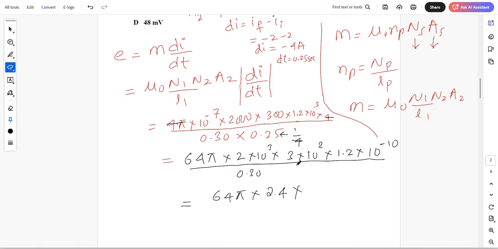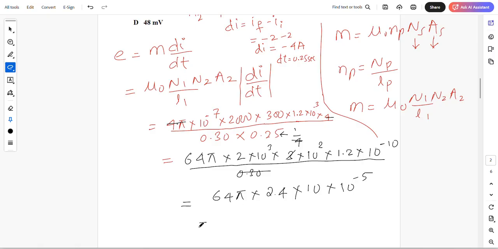3.3, 10 out. Okay, I can write this as what? Again 10. Okay, 10. This is done. 64. 2 into 1.2, that is 2.4, I'm getting, into this and this. Okay, I'm writing this as 10 into 10 to the power 3 plus 2, that is 5. 5 minus 5.